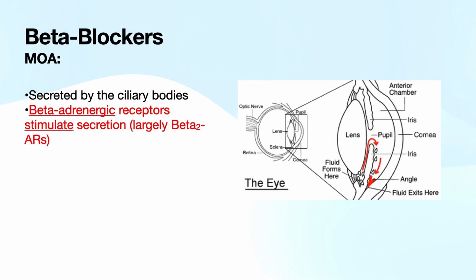The second class of drug here is beta blockers. Now, remember, here we need to focus on the production side of the story. Now, these aqueous humors are secreted by the ciliary bodies, and ciliary bodies have beta adrenergic receptors and mostly beta 2 receptors.